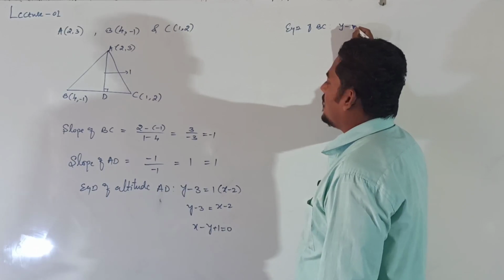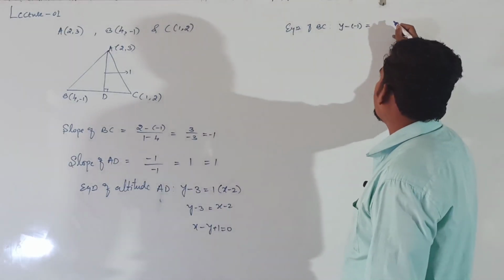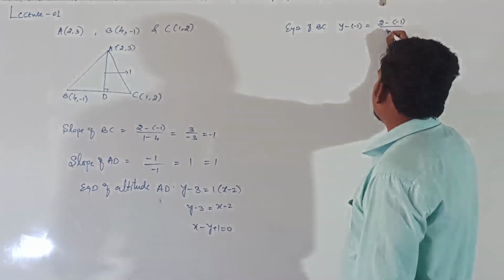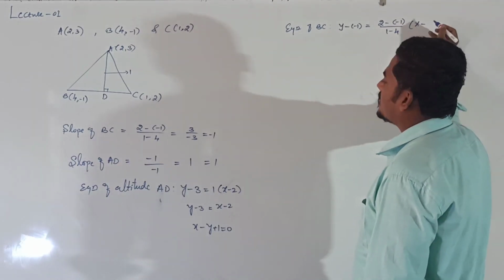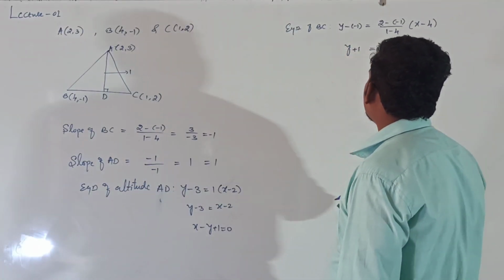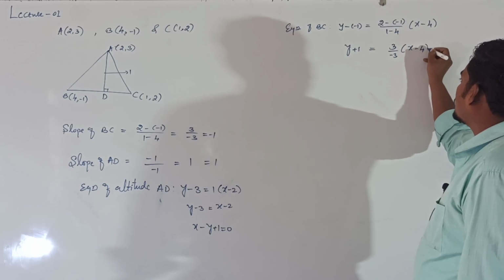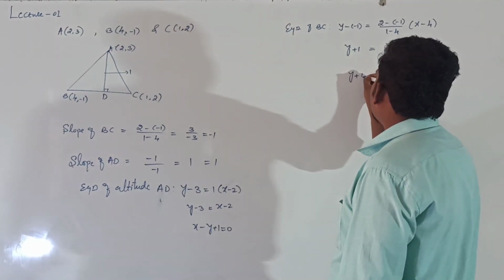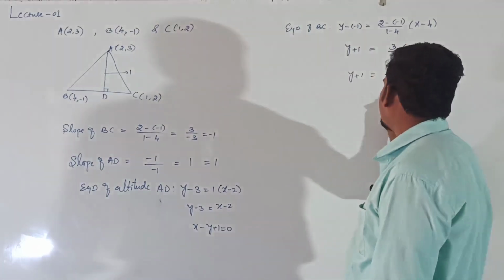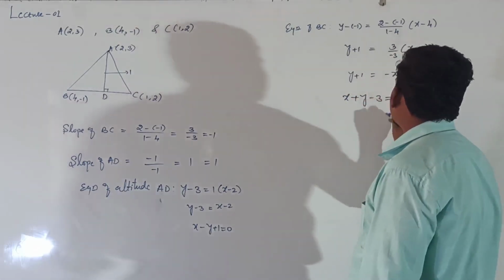y minus y1 is equal to y2 minus y1, that is 2 minus of minus 1, divided by x2 minus x1, that is 1 minus 4, into x minus x1, 4. Then it will be y plus 1 is equal to 3 divided by minus 3 into x minus 4, right? Then y plus 1 is equal to minus x plus 4. Now take these two terms into LHS. Then x plus y minus 3 equal to 0.